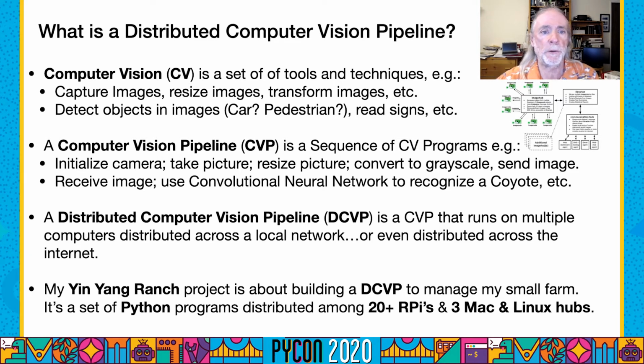Initialize a camera in one program, take a picture, resize the picture, and then perhaps in another program, receive the image, and then use convolutional neural networks to recognize, say, a coyote. A distributed computer vision pipeline is a pipeline that runs on multiple distributed computers across a network. That's what I'm doing here. I have Raspberry Pis communicating across a network to Imagehub computers in a different building, and those in turn communicate with librarian computers, some of which are in the internet.